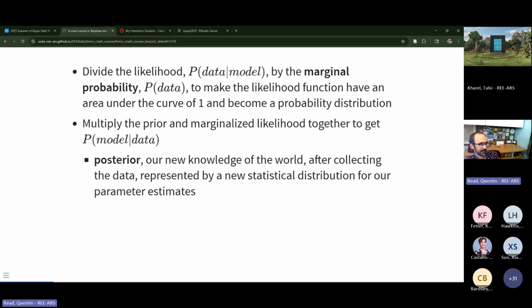And then again, we divide by the marginal probability just to normalize and make the integral have an area of 1. Multiply it all together, you get the posterior, our new knowledge of the world after we collected the data. Again, it's a formal statistical distribution of what we think those parameter estimates are, how probable they are to be true. Any questions or comments so far?